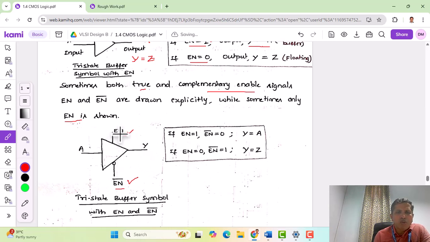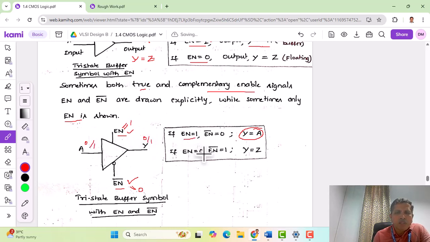In this case, we have to apply signals to both the enables to transfer data from input to output. When enable is equal to 1, the upper one, and enable bar is 0, then Y will be equal to A. This logic circuit will behave like a buffer, so A is transferred to Y. If it is 0 or 1, the output also will be 0 or 1.